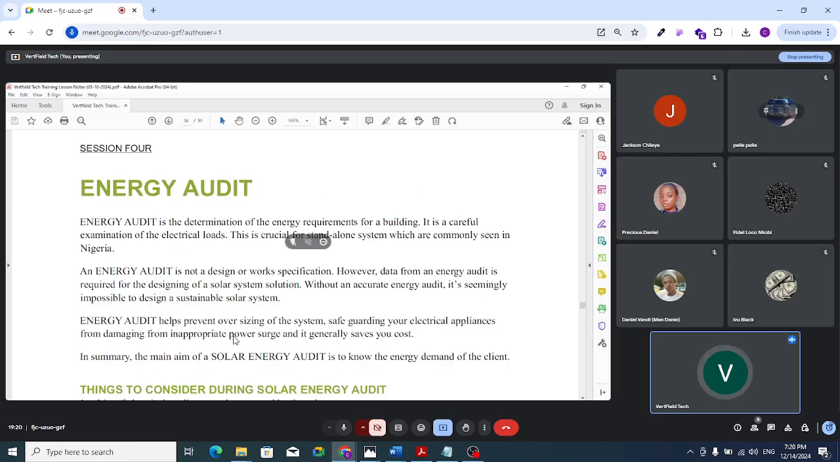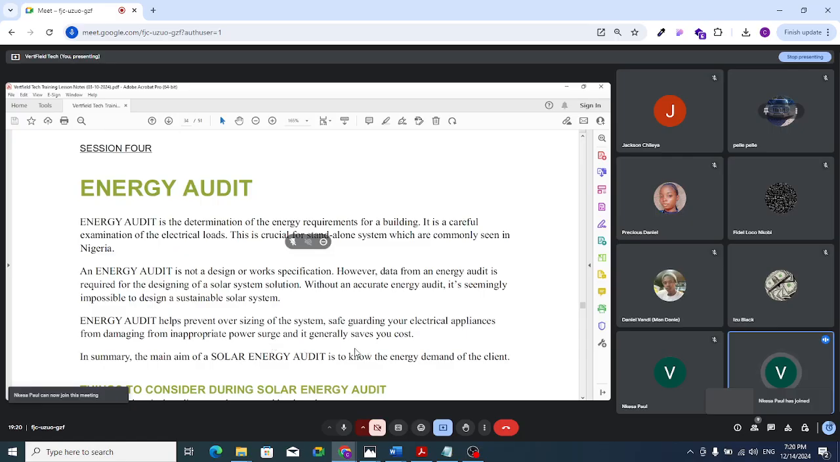Now you also have here that an energy audit helps prevent oversizing of the system, safeguarding your electrical appliances from damage from inappropriate power surges, and it generally saves you cost. What this simply means is that whichever route you choose to take when sizing your system, oversizing or downsizing of your solar power system has an effect on your system. Therefore, you must make good use of the energy audit when you are sizing your solar power system.